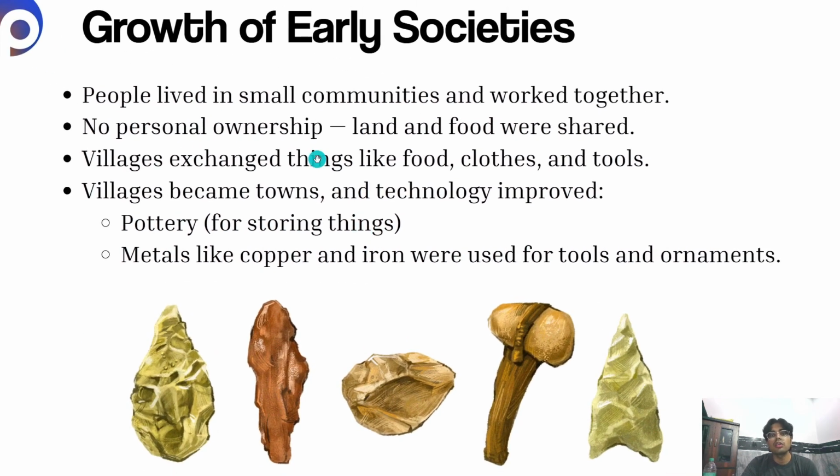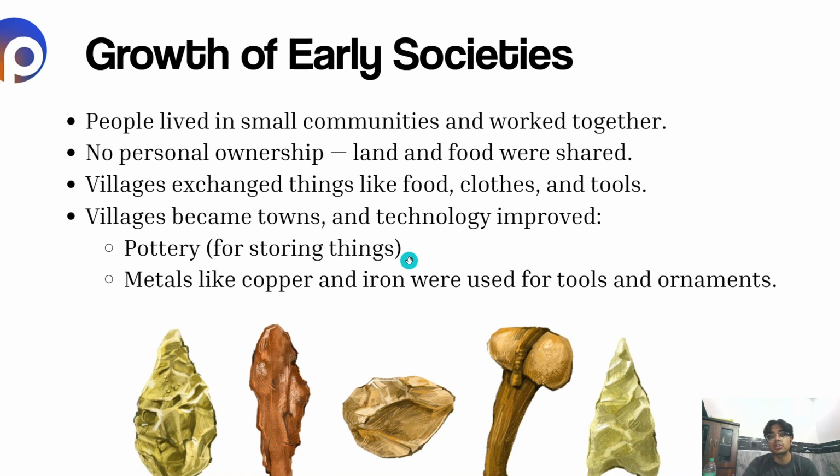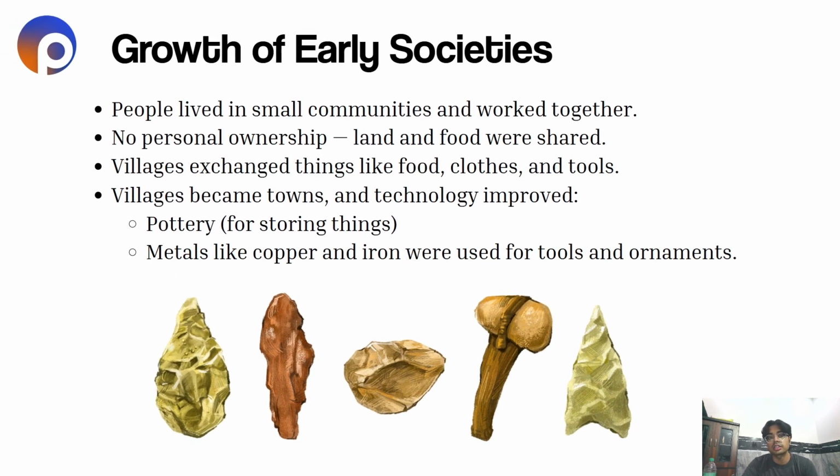Now, growth of early societies. People lived in small communities and worked together. There was no personal ownership. Land and food were shared. Villages exchanged things like food, clothes, tools. Villages became towns and technology improved. Pottery was used for storing things. Metals like copper and iron were used for tools and ornaments. So basically, people started to grow as an early society.